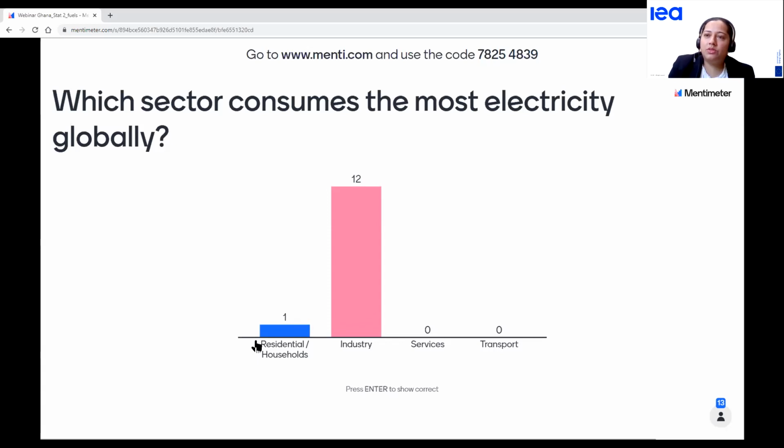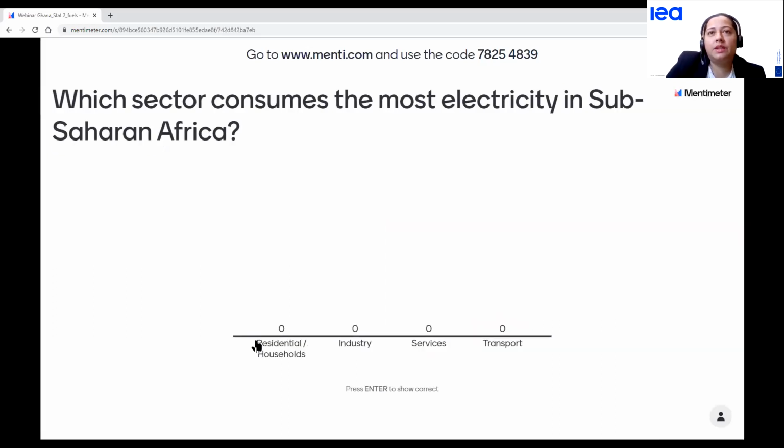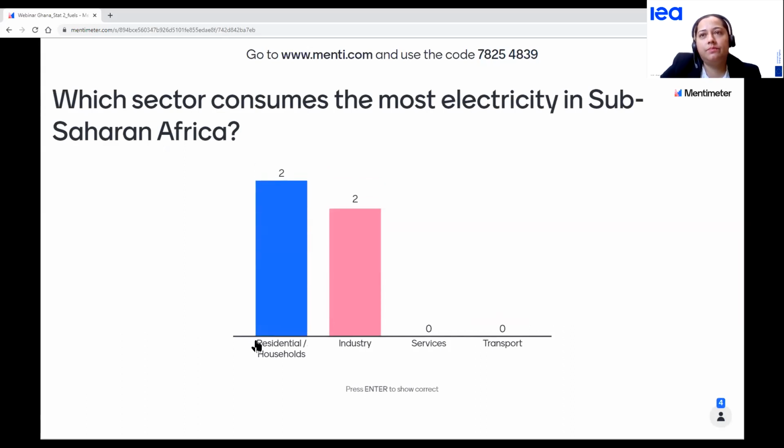So here again, most of you got it right. And the correct answer is indeed industry is first at the global level. But now let's look at sub-Saharan Africa. In sub-Saharan Africa, which sector consumes the most electricity? Is it residential, industry, services, or transport? Before it was the same question for the world, and now let's look at sub-Saharan Africa.